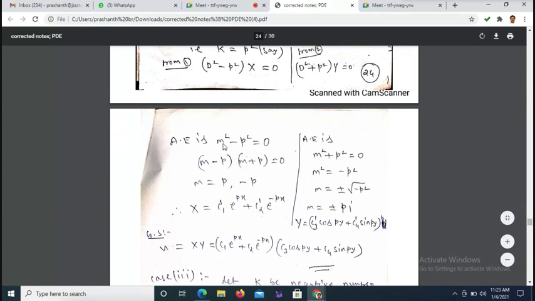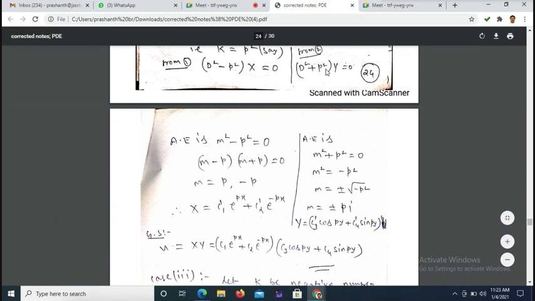What is the auxiliary equation? M square minus p square is 0. M minus p, m plus p equal to 0. M is equal to plus p and minus p. Two different roots we have. Roots are different, so what is the solution? X is equal to c1 dash e power px plus c2 dash e power minus px.